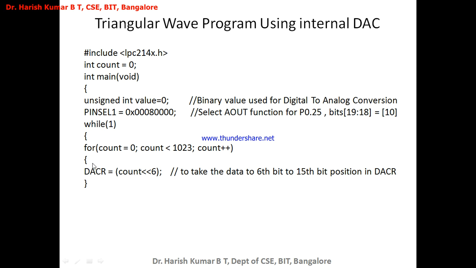So what I'm doing now, in the previous example, value is equal to 1023 I have to take, and value left shifted by how many times? 6 times. Now, instead of value, count itself is given here. Count initially 0, 0 left shifted by 6 times, the 0 goes to the 6 to 15th position, and it enters into the value field of the DACR, and the DAC will go for converting 0 to the analog output.